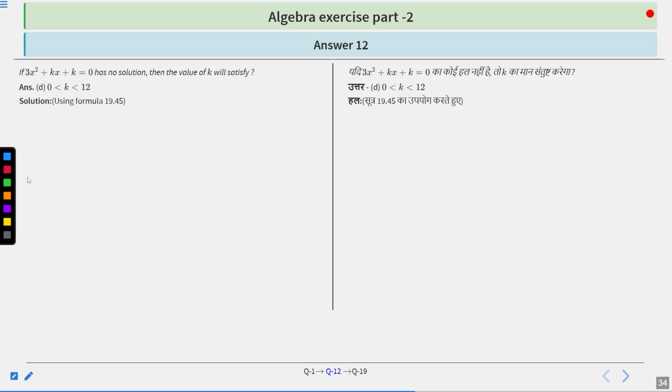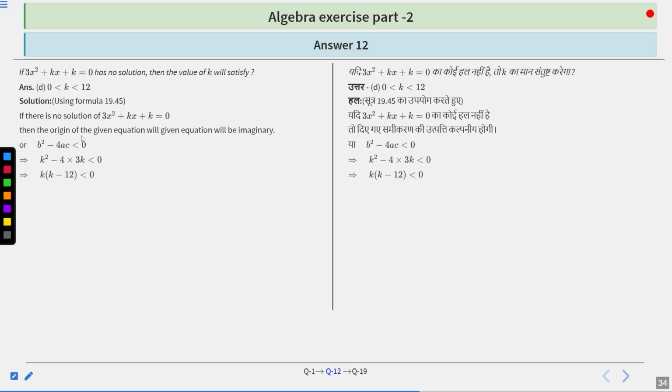So we are going to use formula 19.45 to solve this question. If there is no solution of 3x square plus kx plus k equal to 0, then the roots of the given equation will be imaginary, or b square minus 4ac is less than 0. So comparing with the quadratic equation, b square minus 4ac, that is k square minus 4 into 3 into k, should be less than 0.